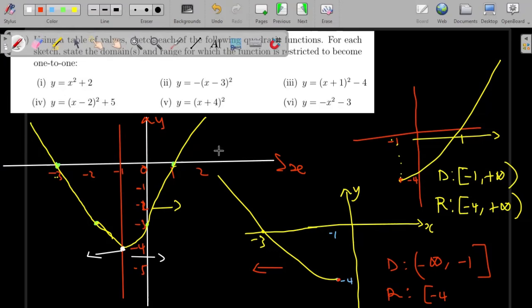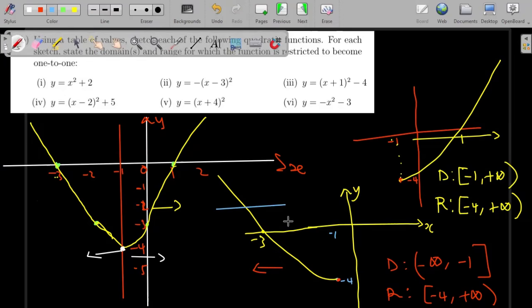And then this thing is increasing there. It's increasing to what? Positive infinity like that. Okay, so this is the domain for this restricted function. Even this is the domain for this restricted function. So we see that these functions now are one-to-one.